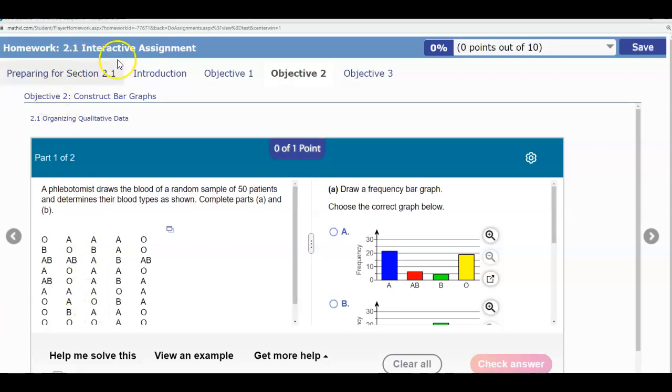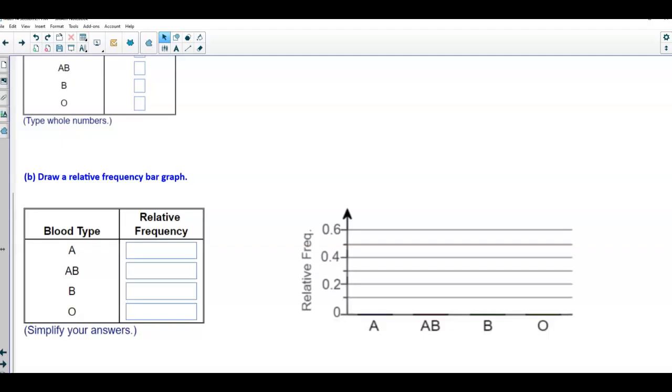Section 2.1 Interactive Assignment Objective 2. A phlebotomist draws the blood of a random sample of 50 patients and determines their blood types as shown. We're going to complete parts A and B. So here is our data. Now in part A, we want to draw a frequency graph. So let's go ahead and do that.